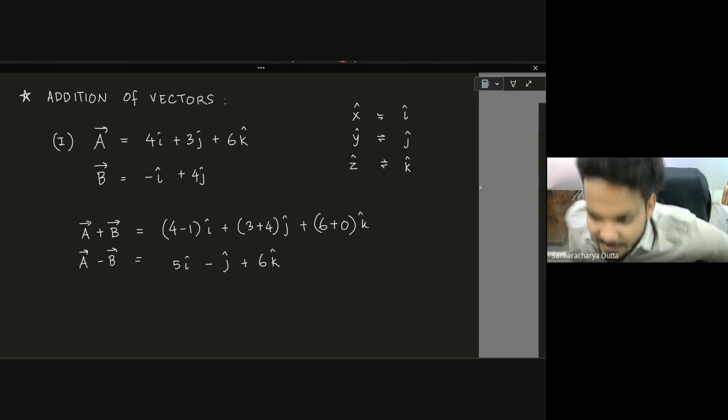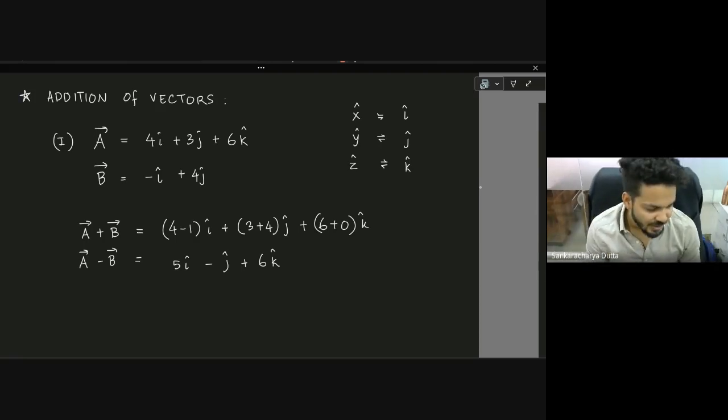Okay. So again, for people who did not understand, all I did was I took a vector and I subtracted all the values of b. So 4 minus minus 1 is 5, 3 minus 4 is minus 1, and 6 minus 0 is 6. Okay. So addition of vectors in the algebraic format is really, really easy.